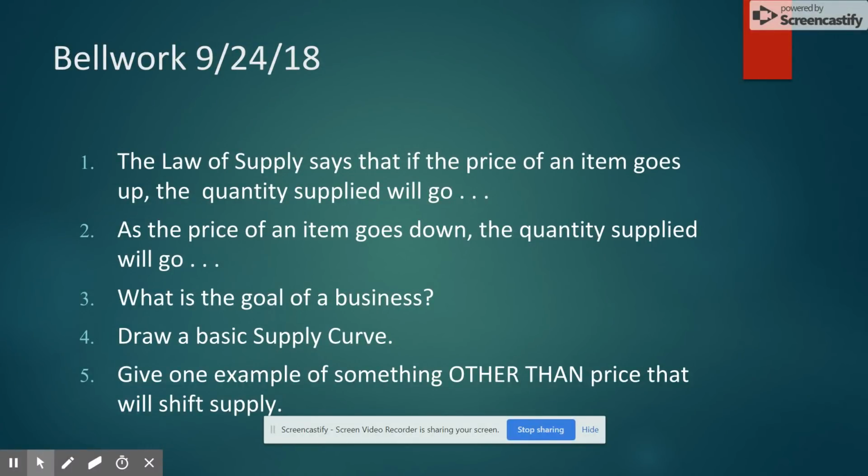And why is that? Well, because businesses want to make money. So that's number 3. What's the goal of a business? It's to maximize profit. So the law of supply says that if the price is high, suppliers will come into the market because they want that high price.